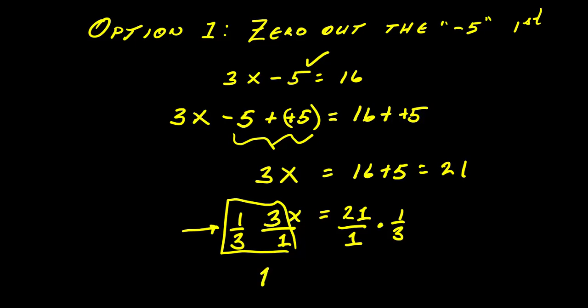So that's going to be 1x equals, and then this, when we multiply fractions, remember we go straight across. This equals 21 divided by 3. And then if we factor that 21, we can factor it into a 3 and a 7 right in the denominator. Those cancel out, and now we have 1x equals 7.